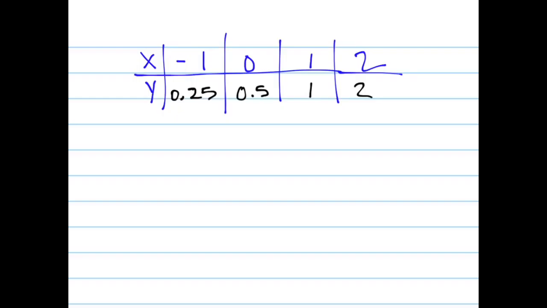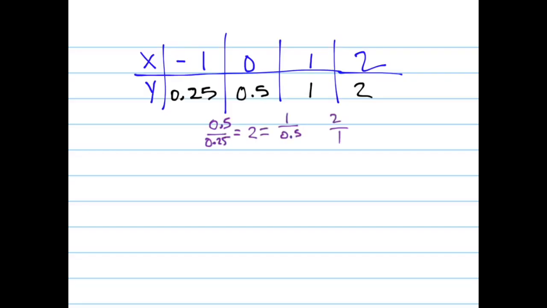So what we could do then is check the quotient, the ratio. What's 0.5 over 0.25? 2. Divide, not subtract. What's 1 over 0.5? 2. What's 2 over 1?